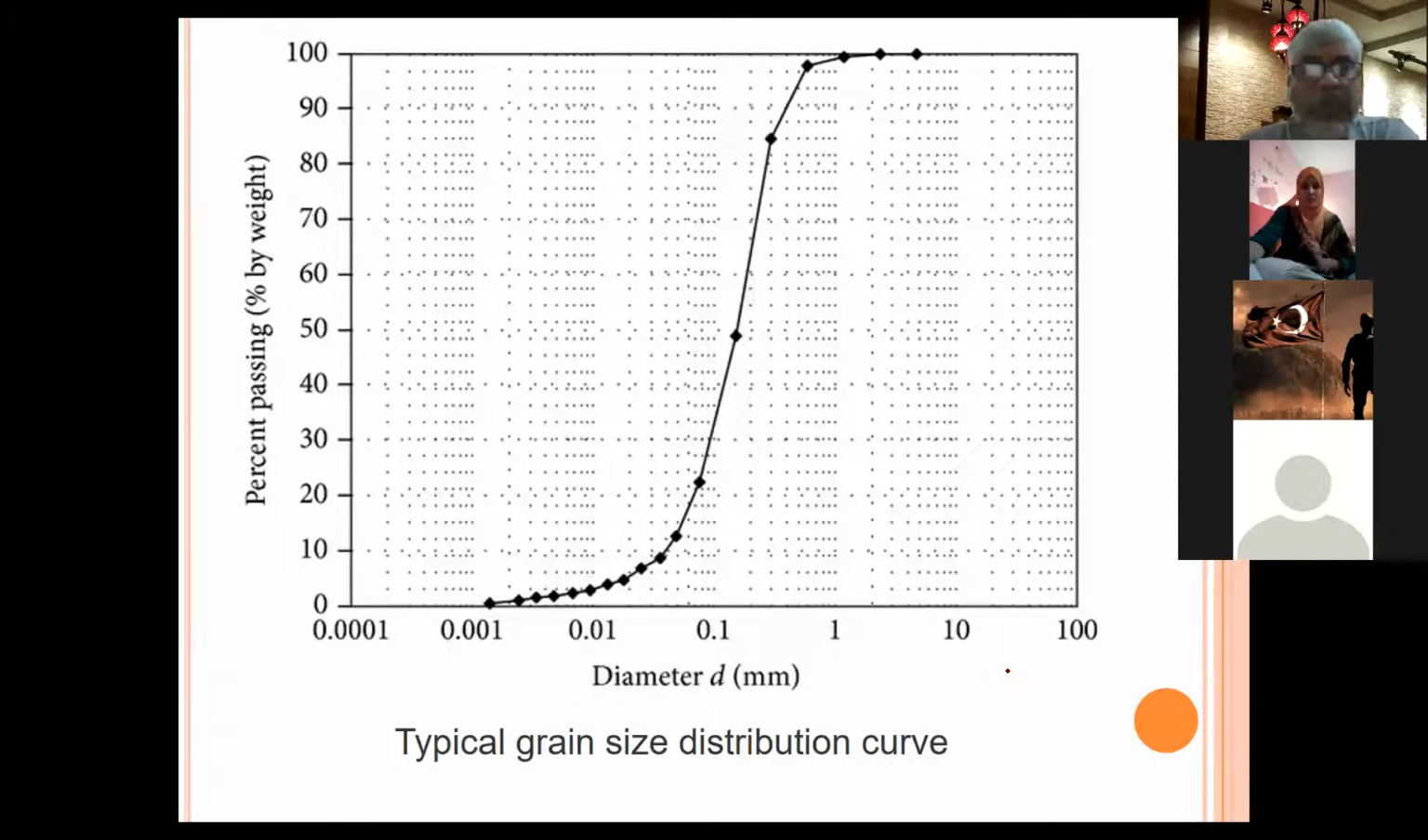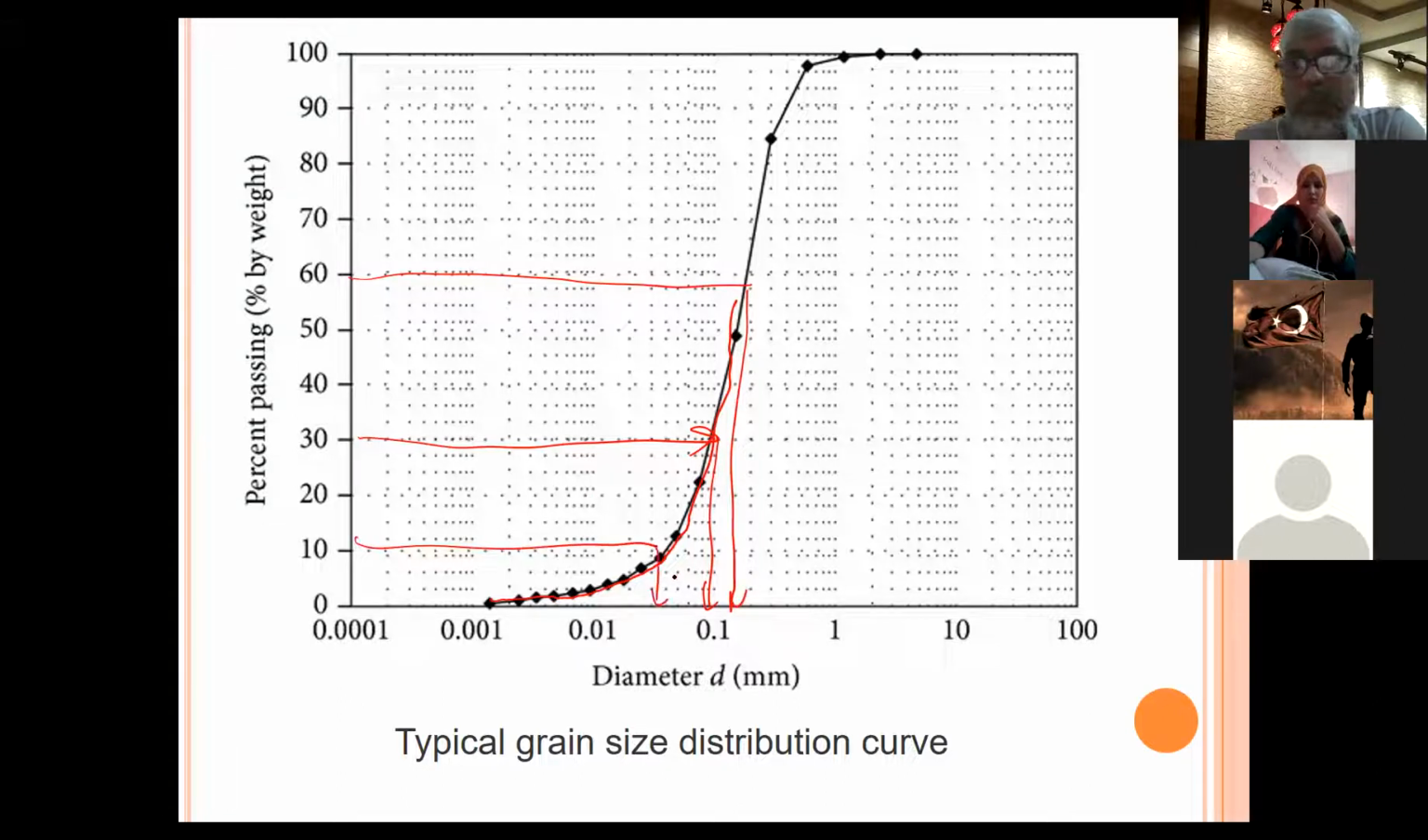As I mentioned, when you do the sieve analysis, every sieve will have retained some particles, and you can measure the weight of those particles. Because the weight is known and the size of the mesh is known, you actually know the diameter. You can get this kind of curve. The diameter increases, and you can see that 30% have this diameter, or 60% have this diameter, or 10% have this diameter. You can find out this information using sieve analysis. This is a typical grain size distribution curve.